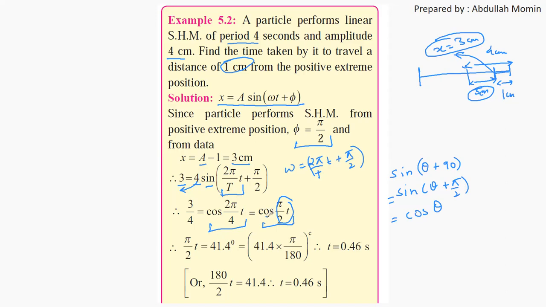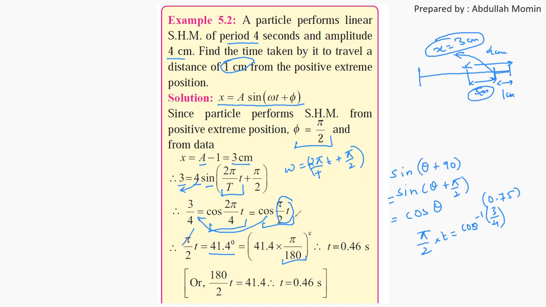So we can write pi by 2 into t equals cos inverse of 3 by 4. 3 by 4 can be written as 0.75. When you look up the cos inverse in the logbook, you will get 41.4 degree. You will convert it into radian, so we will multiply it by pi by 180.